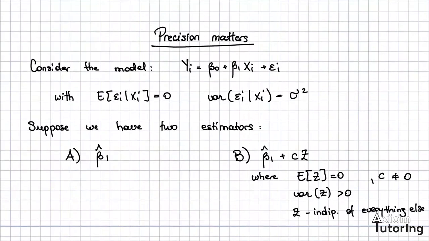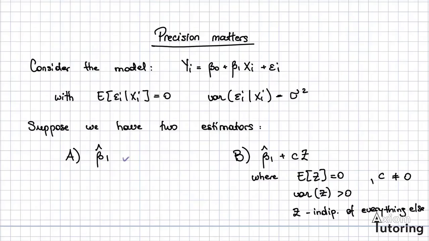Let's consider the model y_i equals beta_0 plus beta_1 x_i plus epsilon_i. And we've got the conditional expectation equal to 0 as well as a constant variance, meaning homoscedasticity is satisfied for this case. Suppose we have two estimators. So we've got the usual beta 1 hat coming from the OLS. Keep in mind, this is the same beta 1 hat for which you know the formula. And then we also have beta 1 hat plus cZ, where c is just a constant, different from 0.